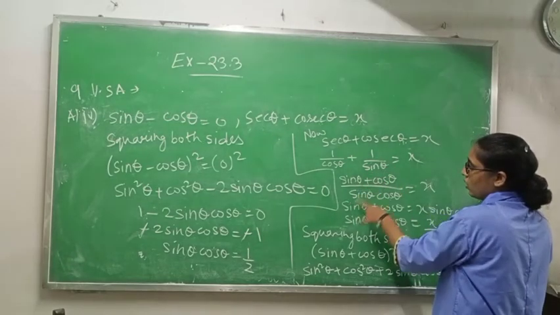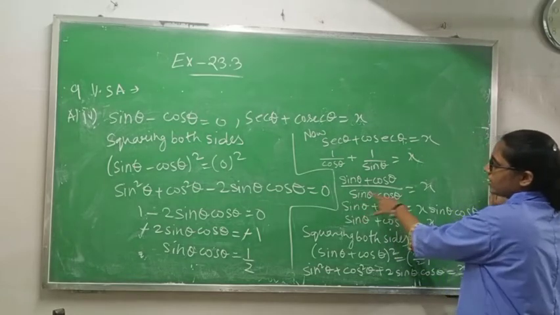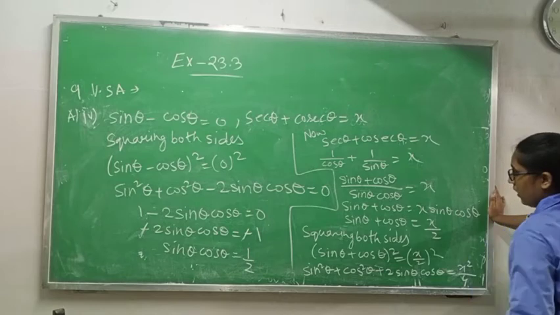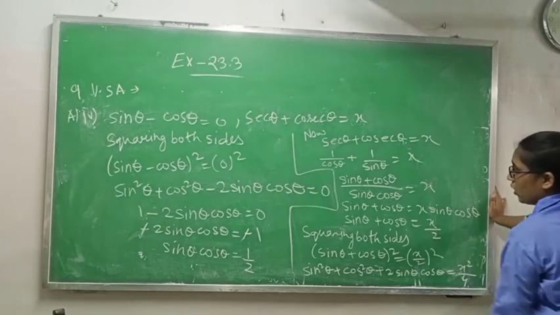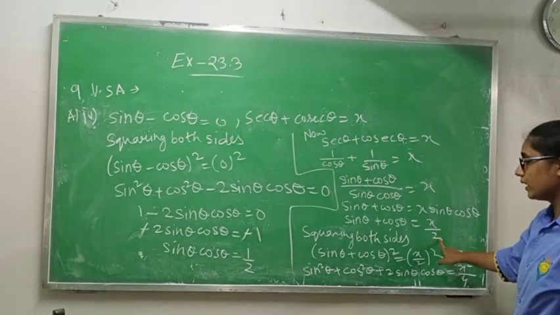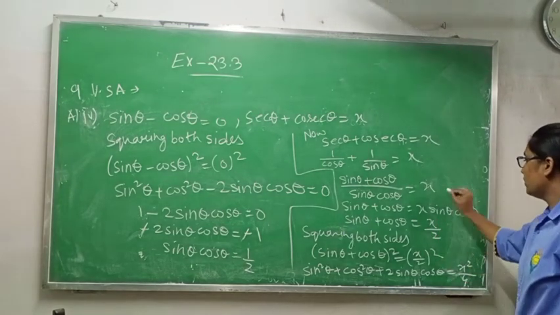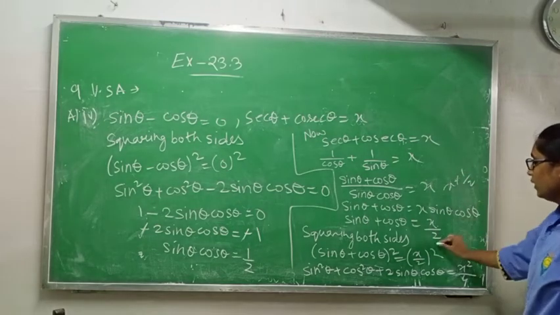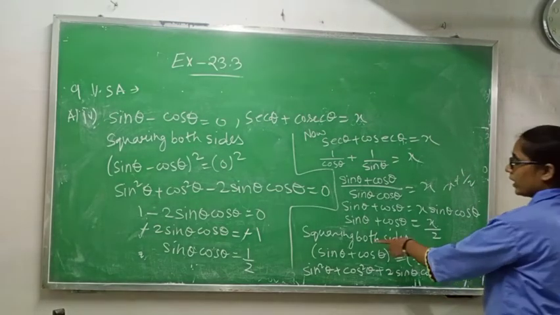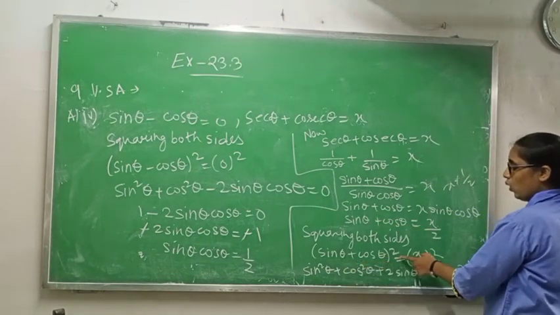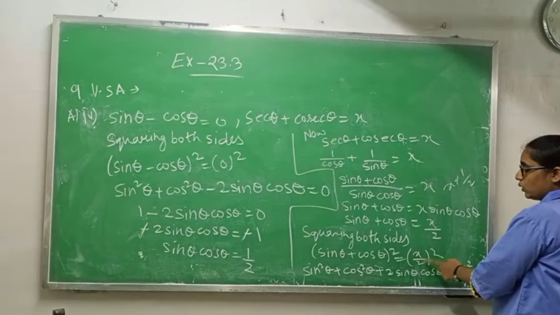Now sin theta plus cos theta I am writing as it is. I am taking this sin theta cos theta to this side. It will become x sin theta cos theta. Now we know what is the value of sin theta cos theta? Half. It means it will become x by 2, means 1 by 2. If you write x into 1 by 2, it will come x by 2. Okay. Now again squaring both sides, you will get (sin theta plus cos theta) whole square equals (x by 2) whole square.